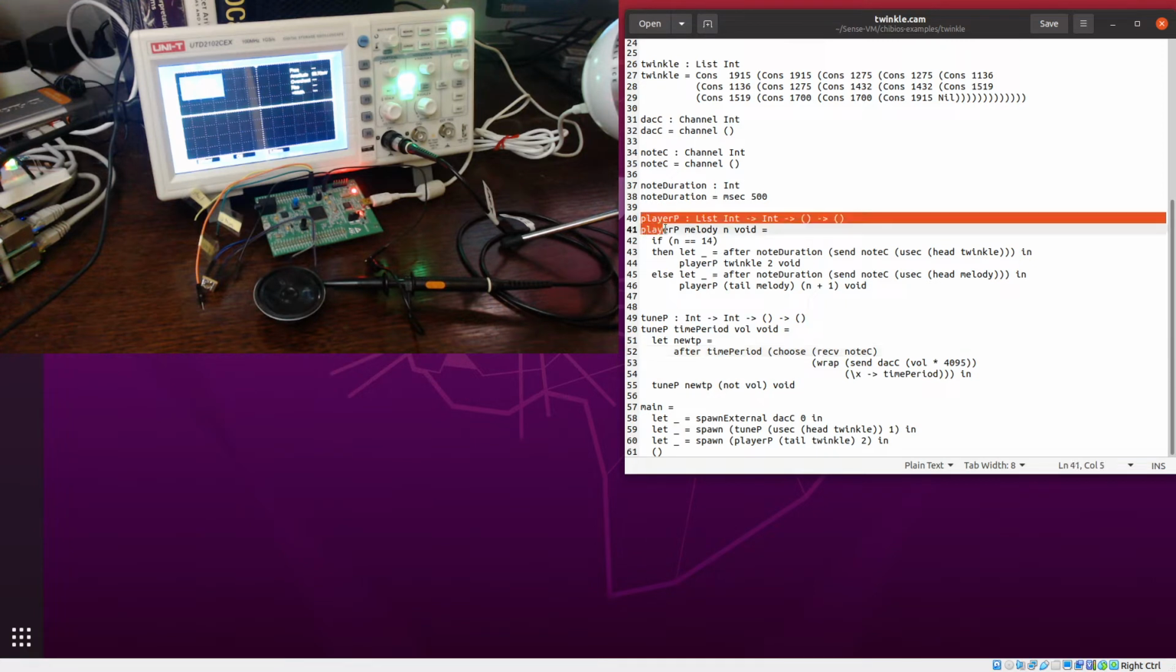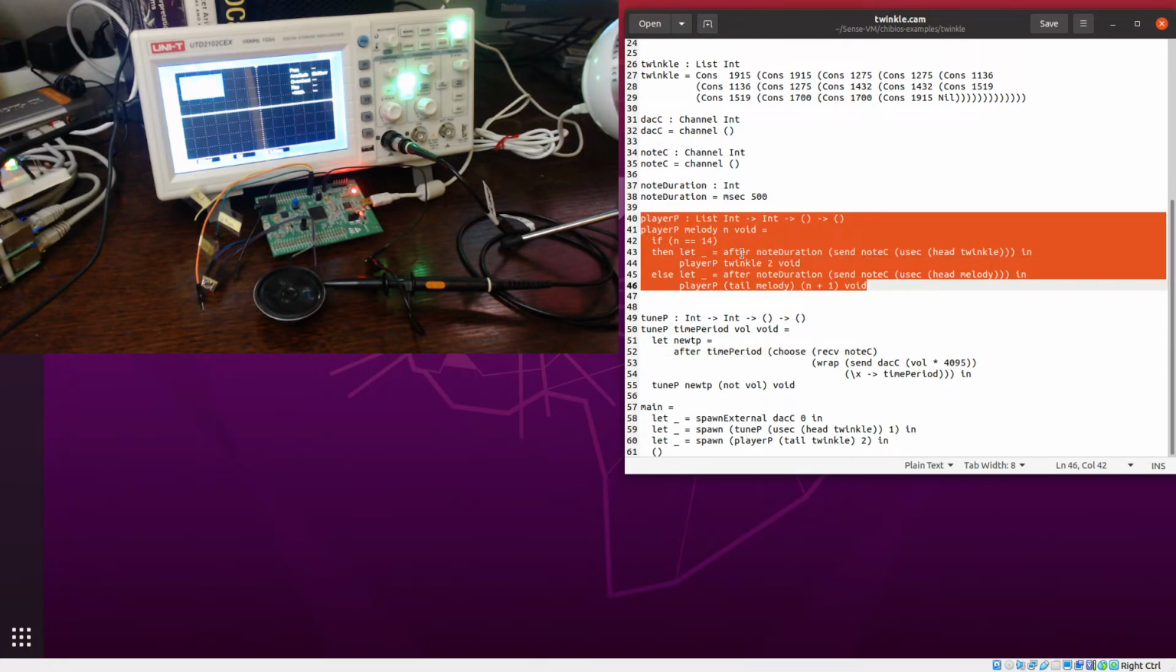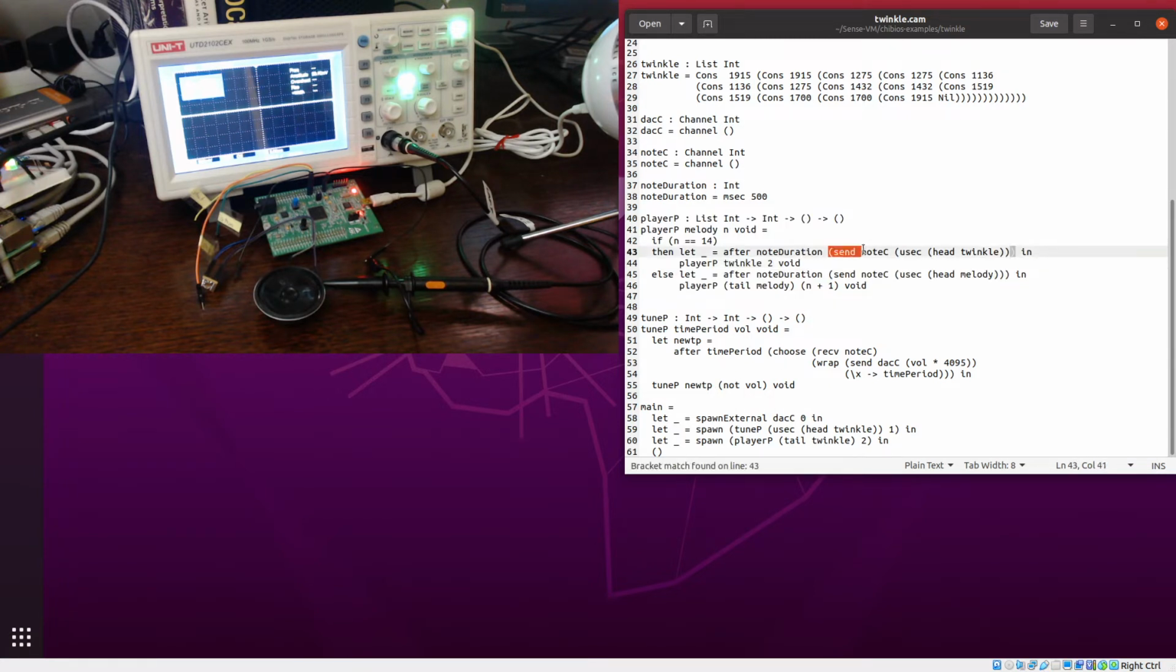Then this thing takes care of stepping through the list of notes and updating which notes the tune process is playing. So it sends a message on the note channel, and tune P receives a message on the note channel. I mean, anytime this runs, it can either receive a note or send a value to the DAC. Okay, that's that for the source code.